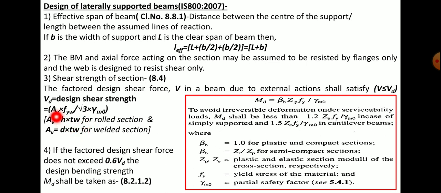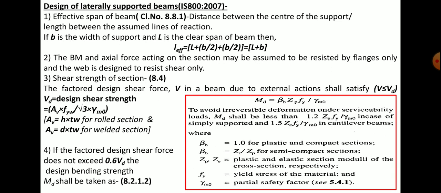So initially you need to understand the Av value, and Av is nothing but the area of your web, or it is called your shear area. Now shear area in case of a rolled section is total depth into thickness of web, while in case of a welded section it is only the depth of web multiplied by thickness of web. So likewise you need to understand two formulas based on the type of section, whether it is a rolled section or a welded section.